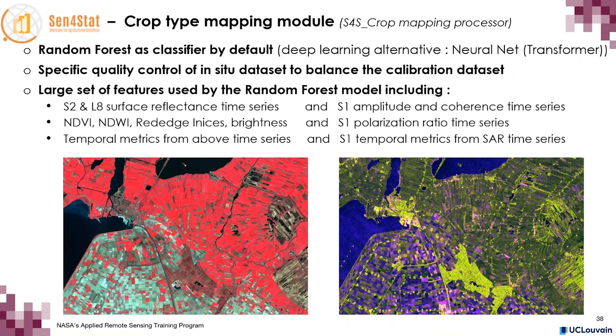And a set of features are used to discriminate the crop type. This is a large set which involves all the time series of the missions we mentioned, but also NDVI and NDWI, red edge indices, brightness time series, as well as polarization ratio time series. And in addition, a set of temporal metrics derived from the above time series, and a set of Sentinel-1 temporal metrics derived from the SAR time series. This provides us a large set of features, giving more chance to discriminate difficult crop types.